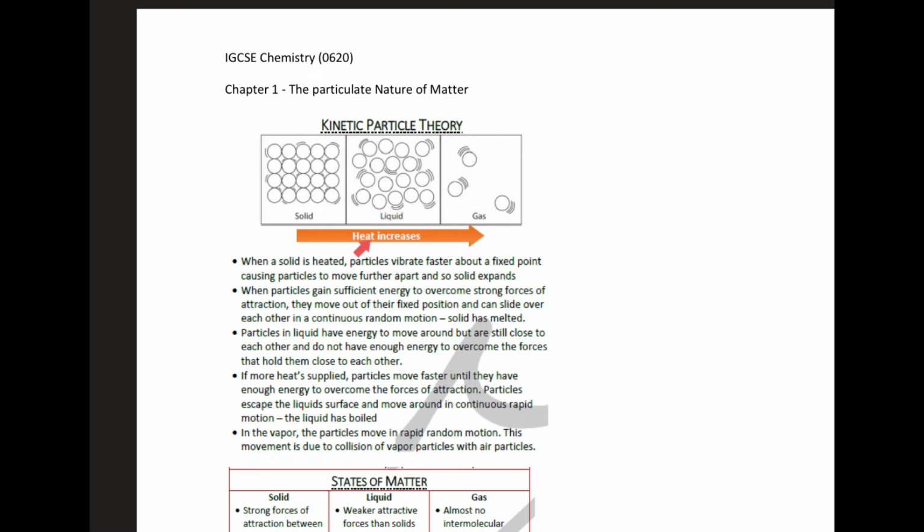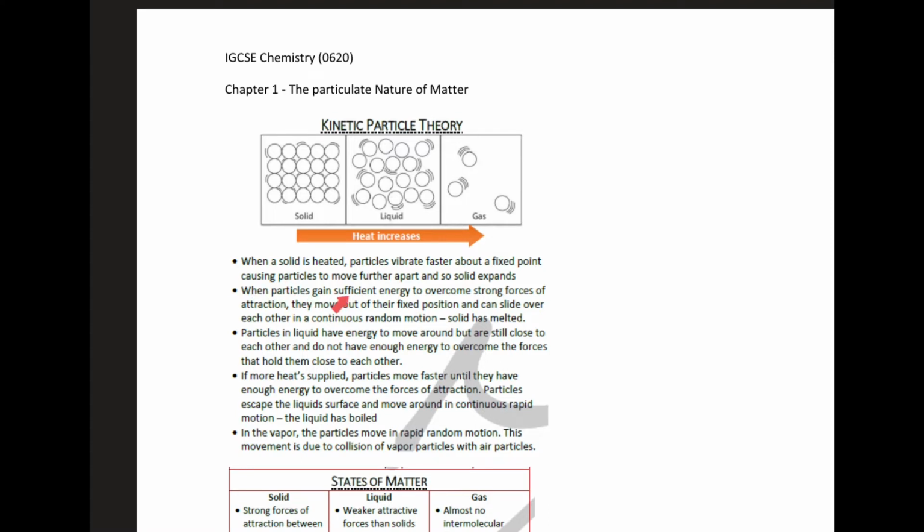So you see the arrow here that says heat increases. That means when you heat up solid, it melts and becomes liquid, and then it boils and becomes gas. When a solid is heated, particles vibrate faster about a fixed point, causing particles to move further apart, and so solid expands. From here, try to understand one thing: the motion of solid particles is vibration.